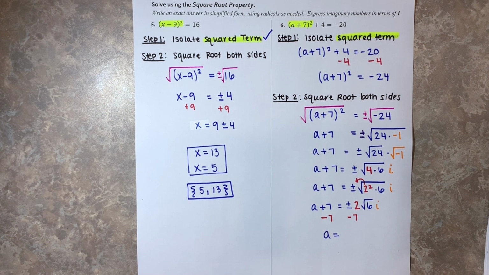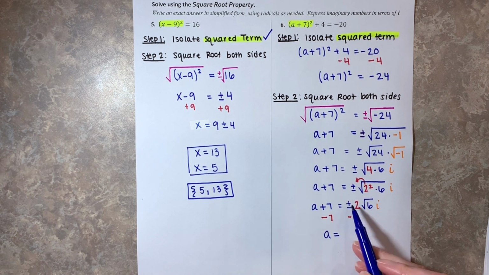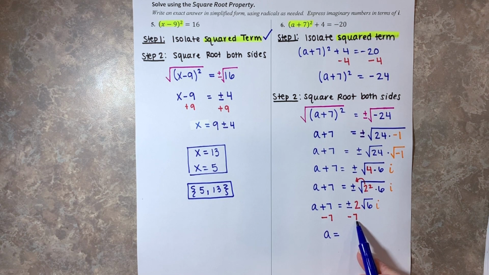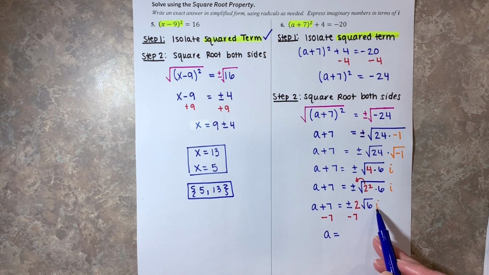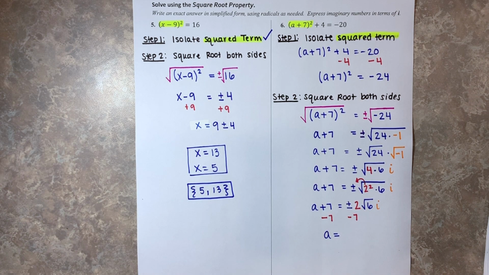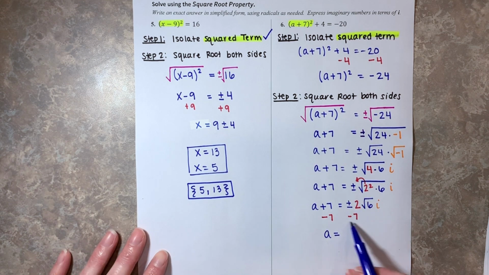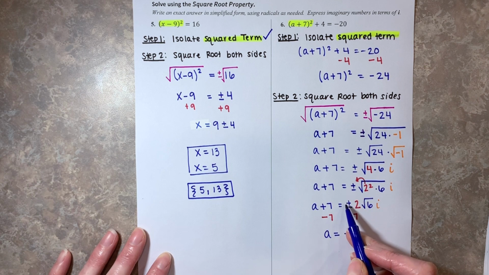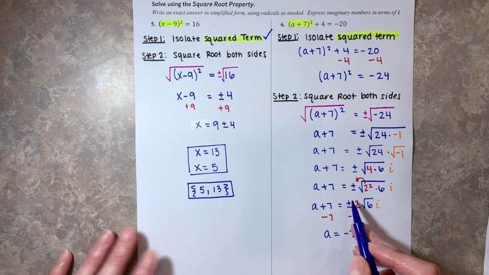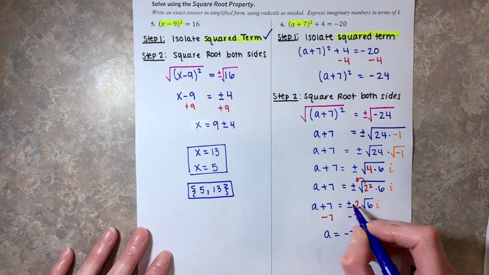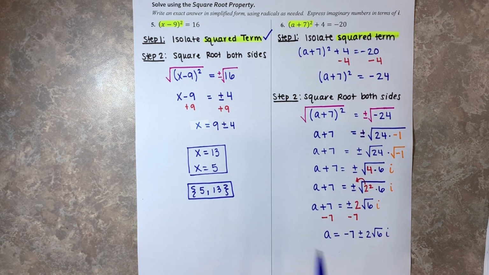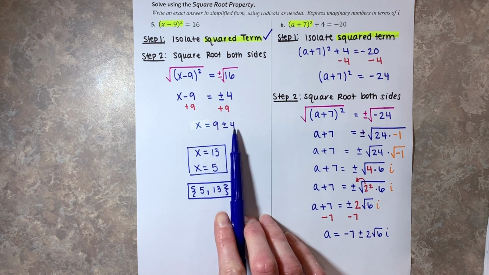Now there's two ways you can write this right side. We can write it as plus or minus 2 square root of 6i minus 7, or we could write it as negative 7 plus or minus 2 radical 6i. Either is mathematically correct, but the most common way to write this right side is to put the negative 7 first, and then to put this big clunky plus or minus radical thing last. So we're going to put the negative 7 first, and then we'll write the plus or minus 2 square root of 6i.